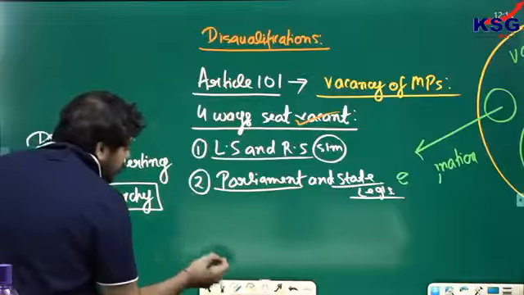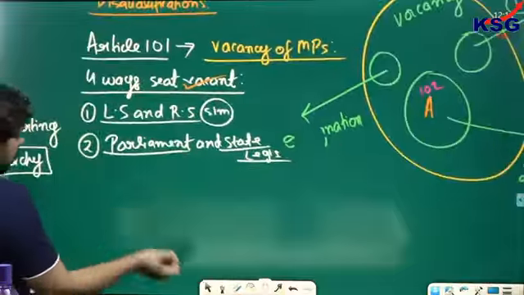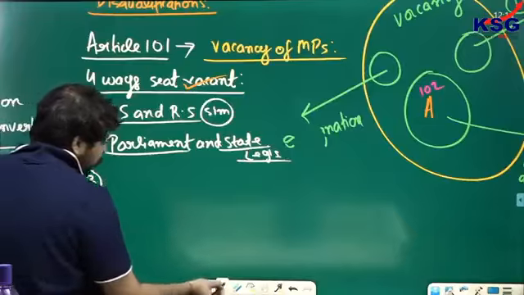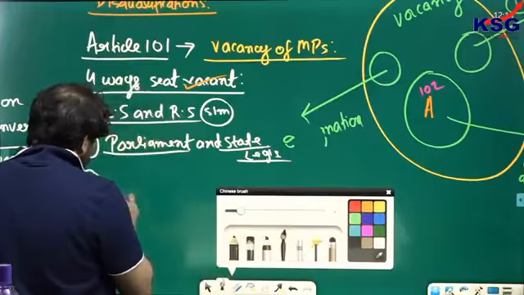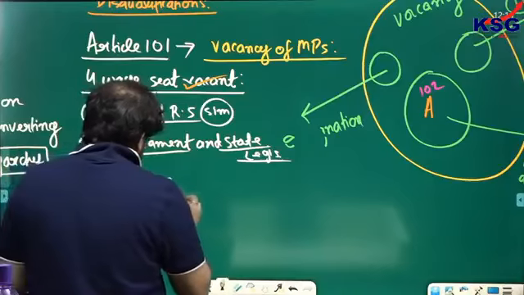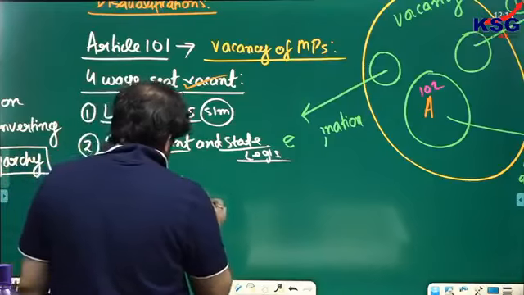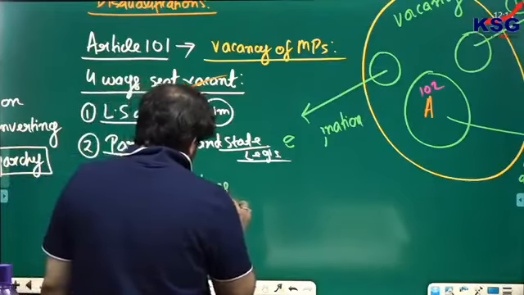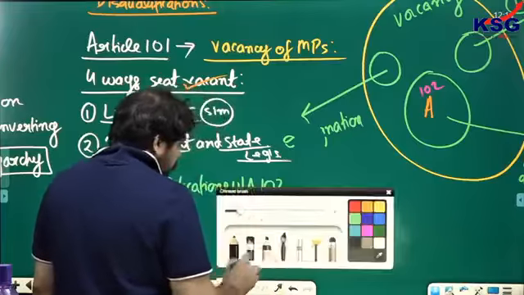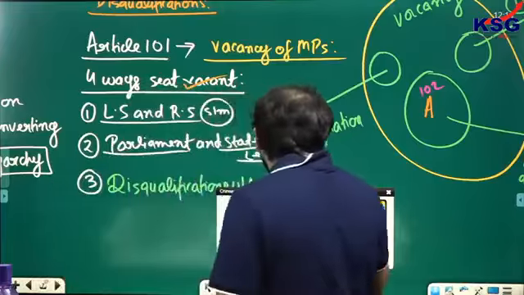Then the third condition, the third ground for vacancy, is that of disqualification. That if a member of parliament has been disqualified under the provisions of Article 102. Okay, please try to direct this to this part.